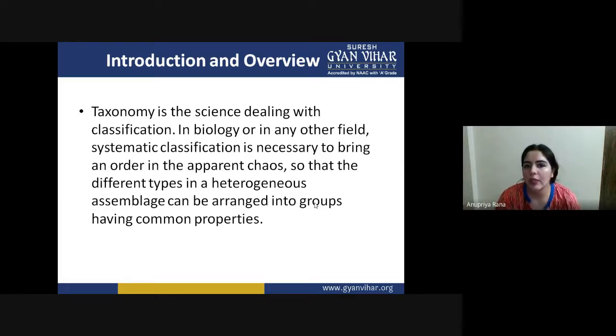Classification is very important. If you do anything in the world of biology or any other subject, the first things you study are what this thing is and how we can classify it. These are the two things that come very primitively when studying something, so that a heterogeneous assembly of different types can be arranged into groups having common properties.